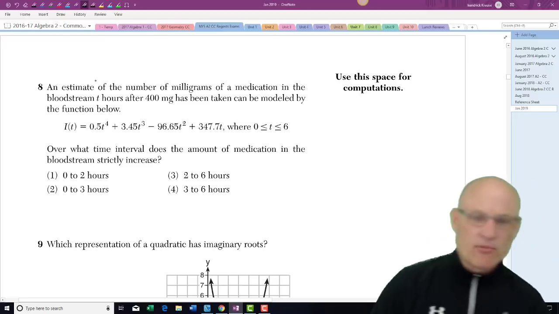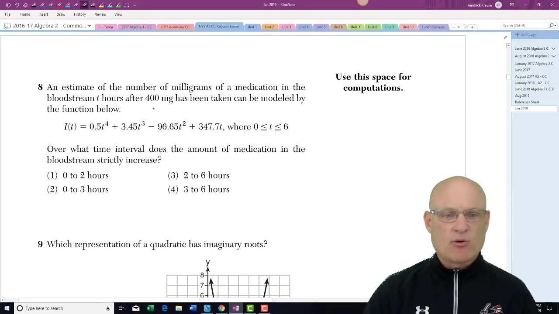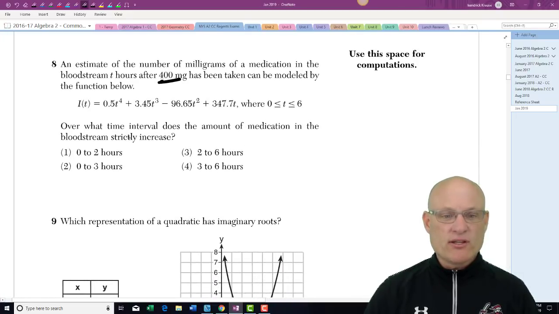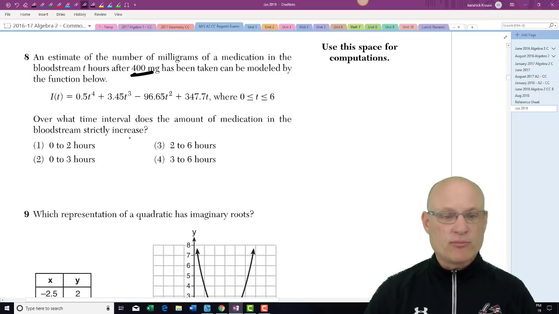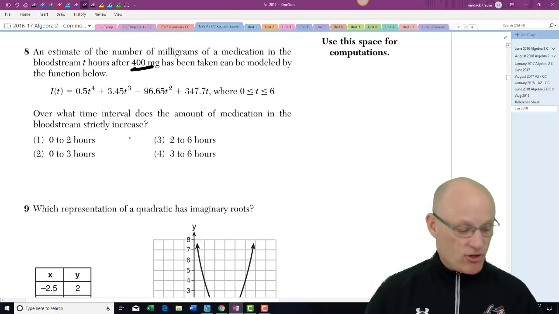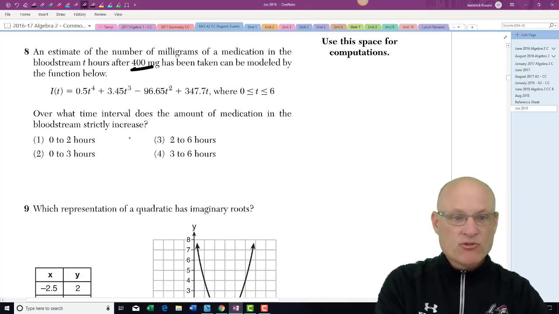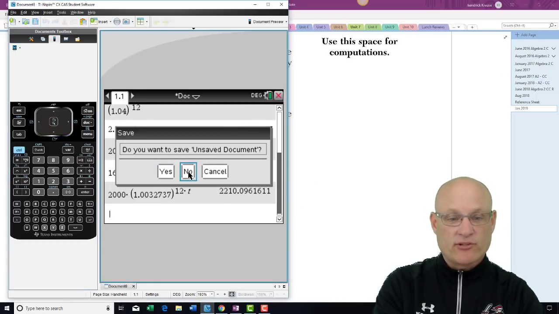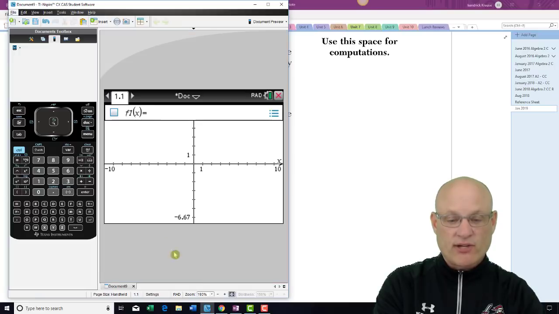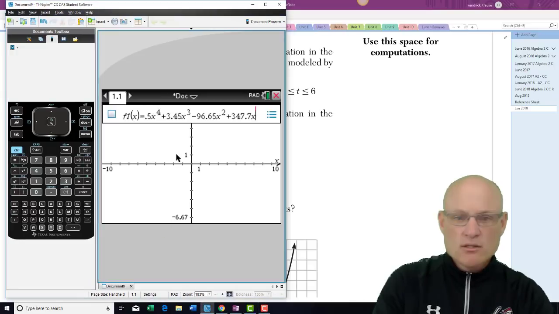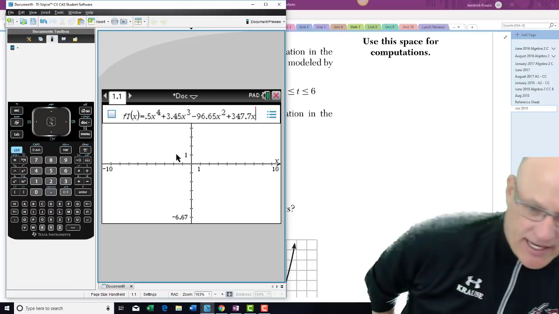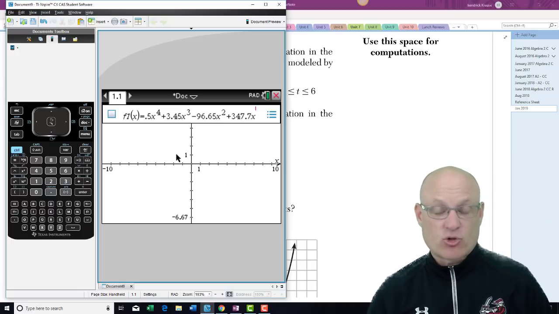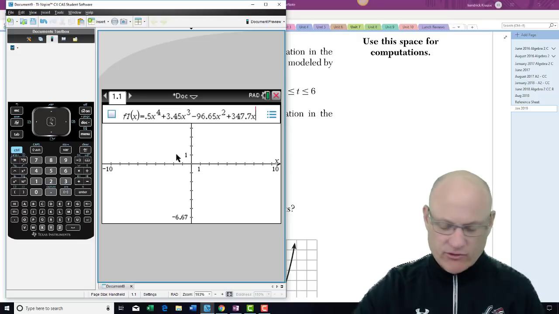An estimate of the number of milligrams of medication in the bloodstream T hours after a 400 milligram dose has been taken can be modeled by this. What time interval does the amount of medication in the bloodstream strictly increase? Well, there is zero way to do this problem except to graph it. So we got to graph this sucker. I'm going to pause it while I throw this thing into my graphing calculator so I'm not wasting your time. Okay, I got this typed in, and I double-checked to make sure it's correct. But I haven't hit enter yet because I think something weird's going to happen.